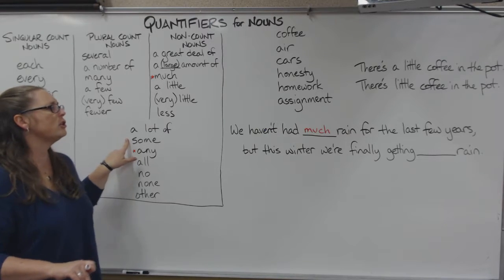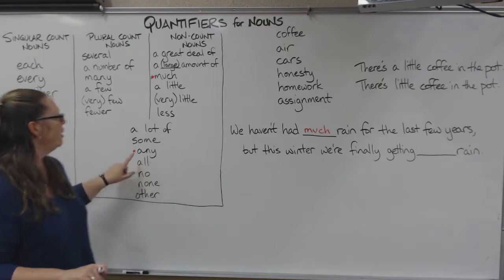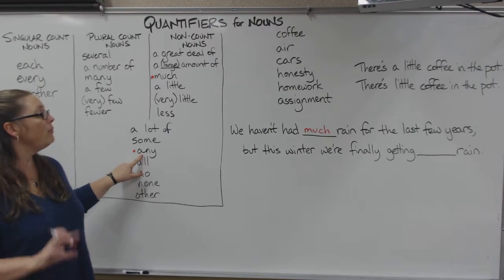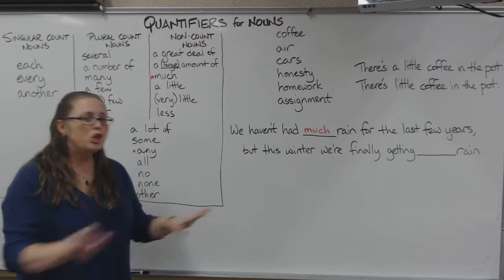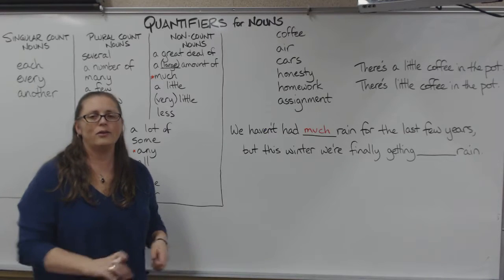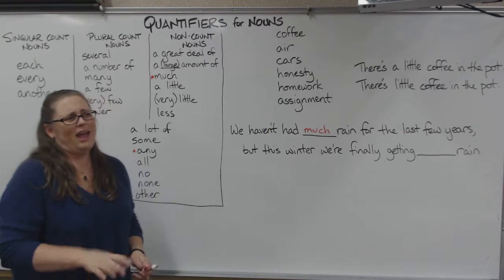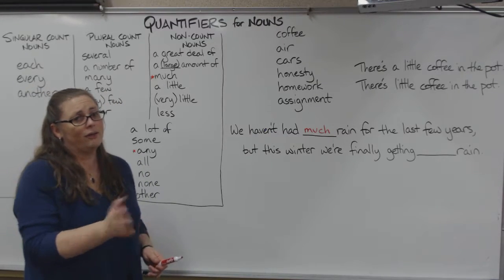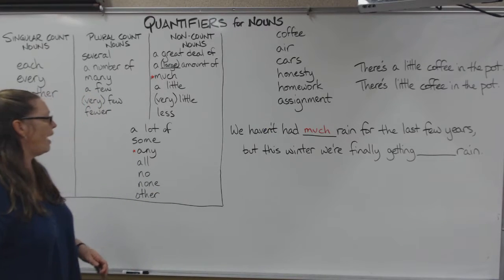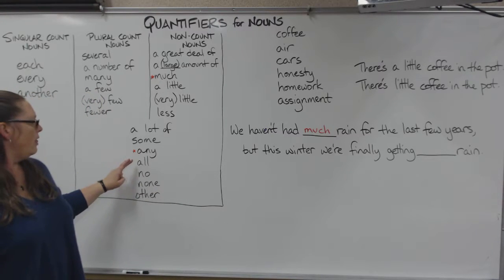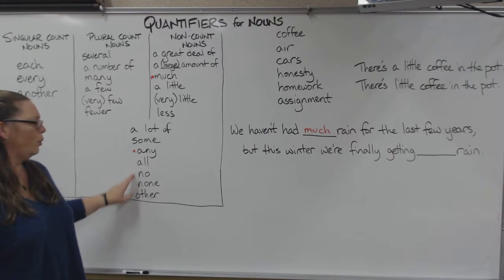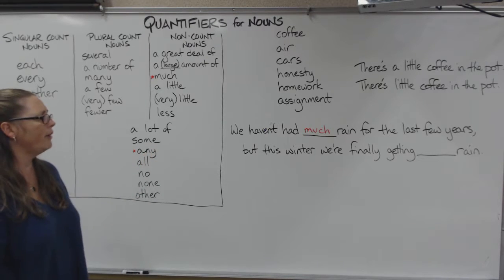If you wanted to use the negative, you would use any. But this means no rain, if you say we haven't had any rain. Actually, that's not true here in California, so I'm not going to include that. These do not work for the meaning of it.